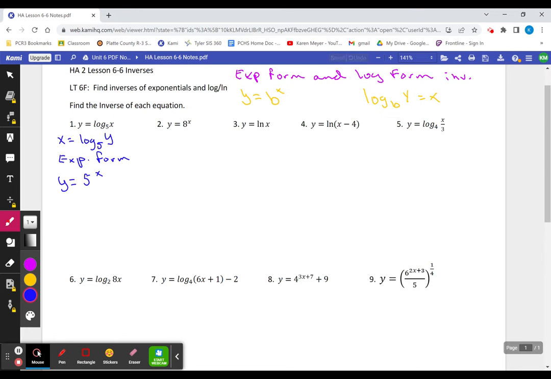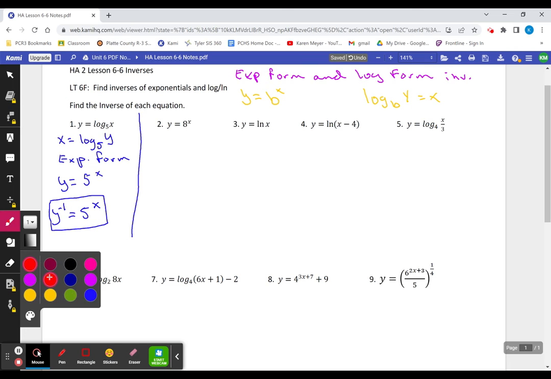The last thing you have to do is just put in your inverse notation. So y to the negative first, remember anything to the negative first is inverse notation, equals 5 raised to the x. So you'll notice how the problem started in log form and then we ended it in exponential, because remember, exponential and logarithmics are inverses, are opposite of each other.